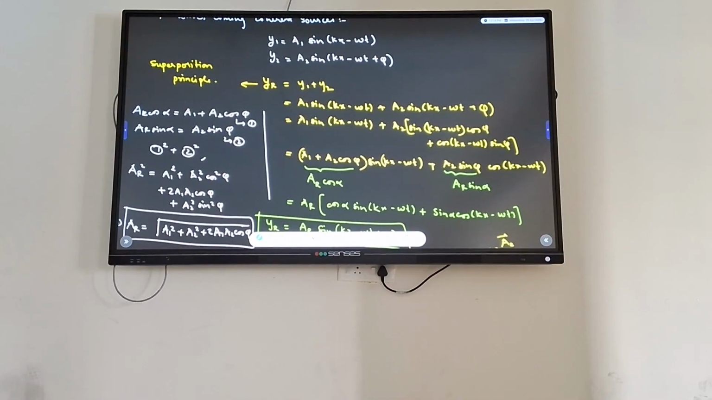Please remember that. What will be the phase difference between Y2 and YR? Phi minus alpha. You should remember these things. And please do remember that I have taken two waves which are moving in the same direction. I should point it out.